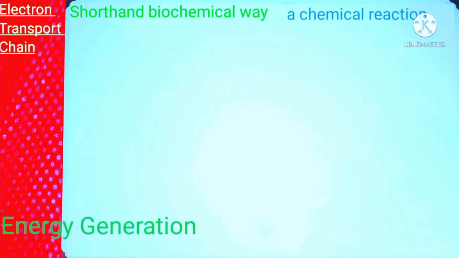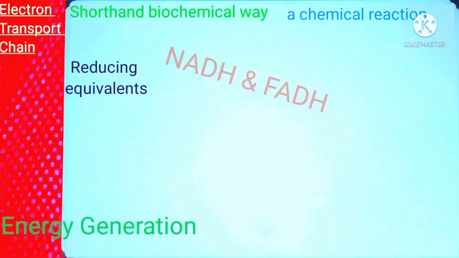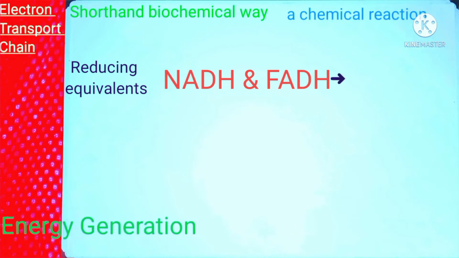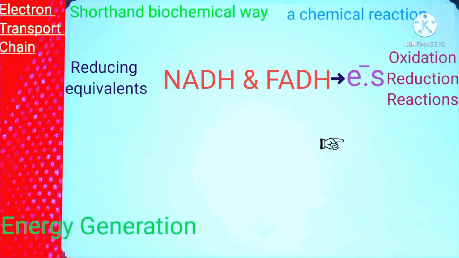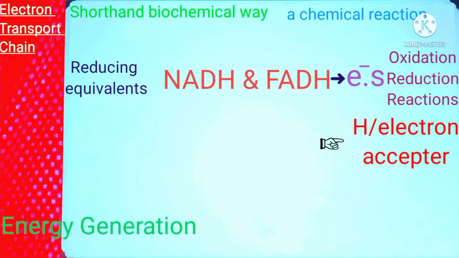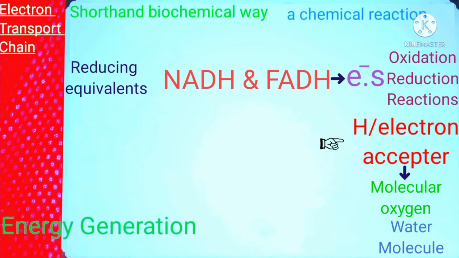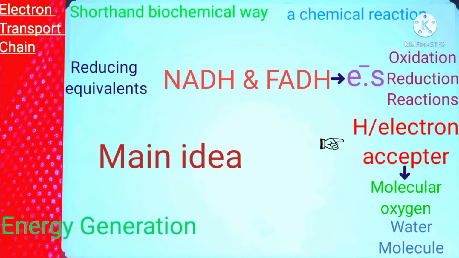Coming back to our topic, the main idea of electron transport chain is that the reducing equivalents such as NADH and FADH transfer their electrons via a series of electron carriers by oxidation reduction reactions to the final hydrogen or electron acceptor such as oxygen. So by the combination of hydrogen and oxygen, water is formed during the electron transport chain. That is the main idea of electron transport chain.